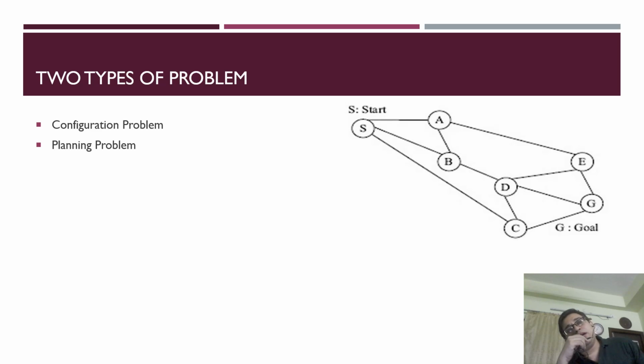But a planning problem is that you are reaching from maybe a city A to another city. Ultimately the solution should give you the path. Is it clear to everyone?